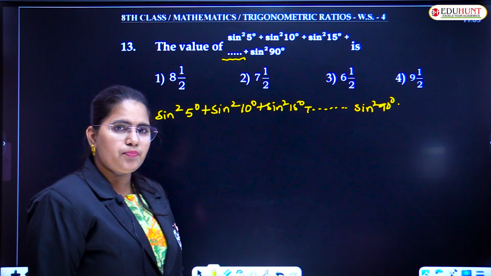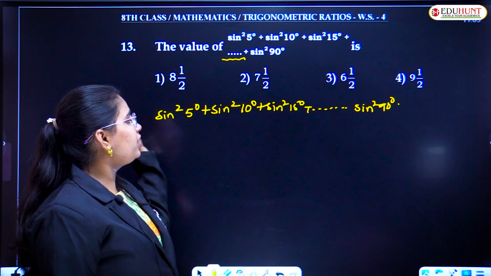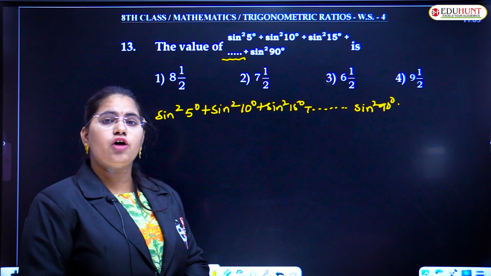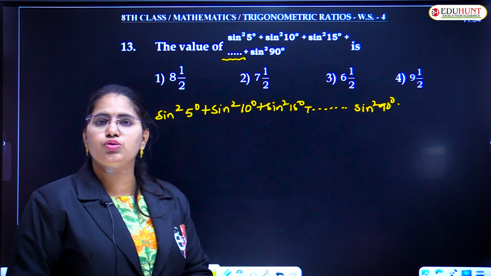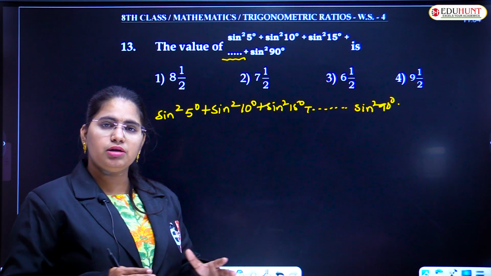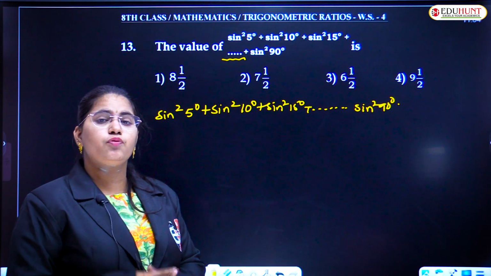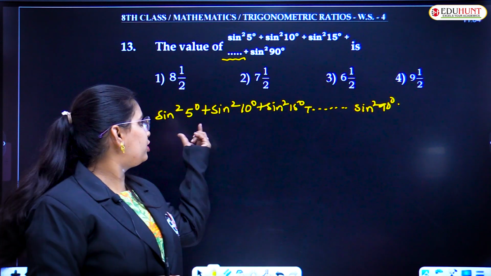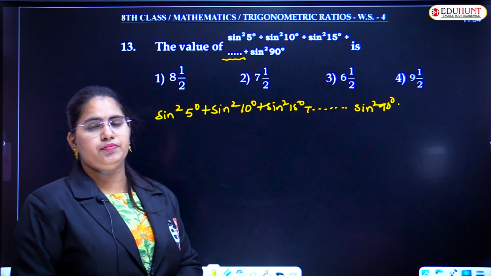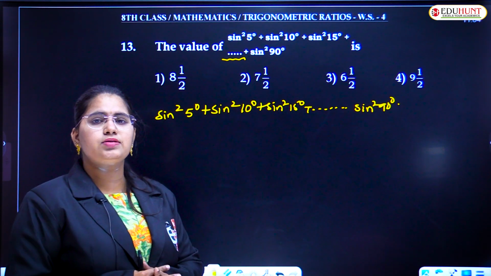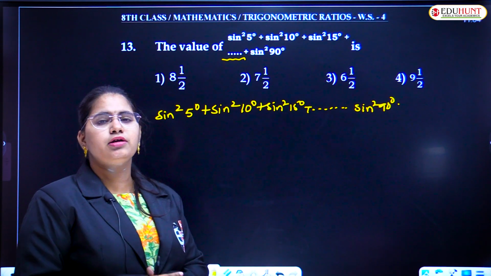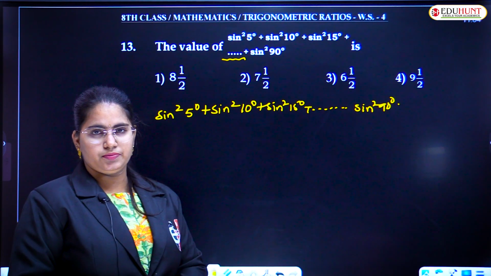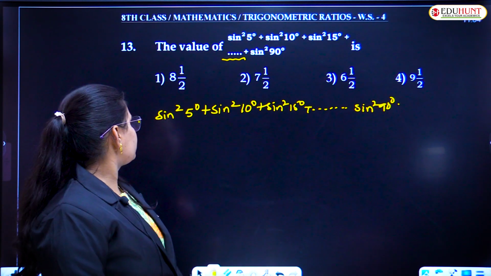You just tell me, how many pairs can be formed from 5 to 90 degrees? What are those pairs? What kind of pairs should be formed? You have to take such pairs whose sum is equal to either 90 or 180 or 270 or 360.